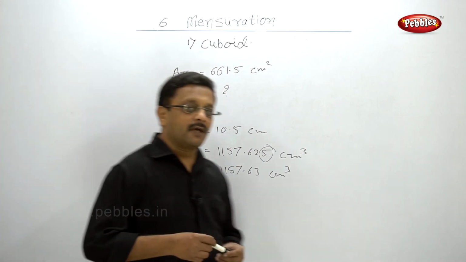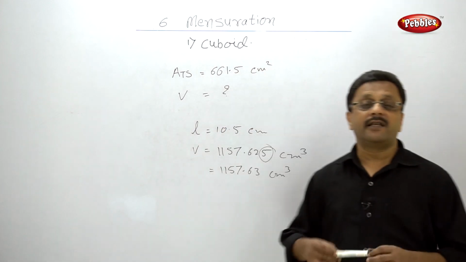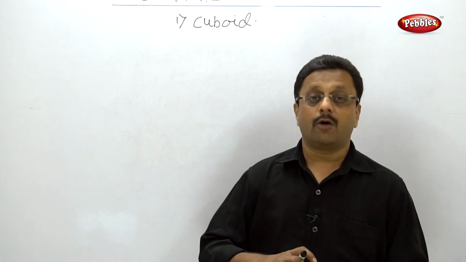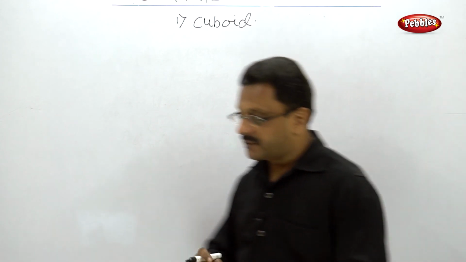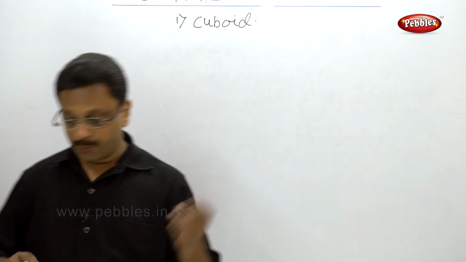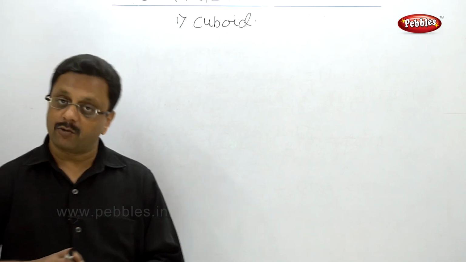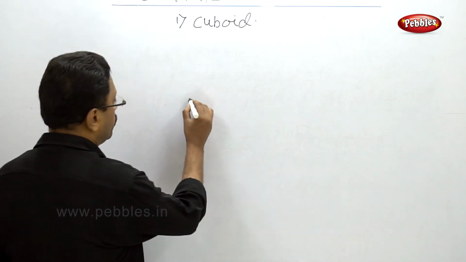So these examples are very simple, directly substitution of formula. Generally you will get the example as a combination of solids. Now in this example they say that 2 cubes, each with 12 centimeter side, are joined end to end. 2 cubes are there.